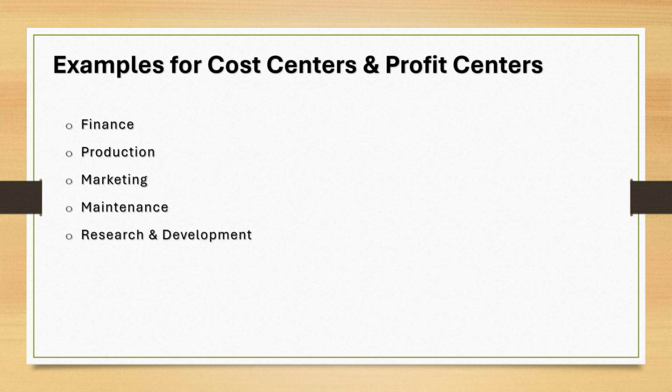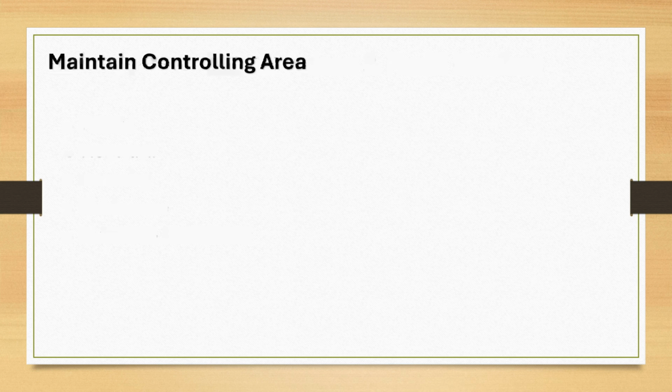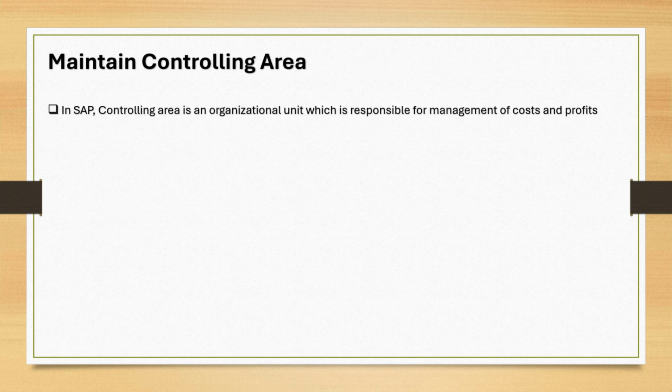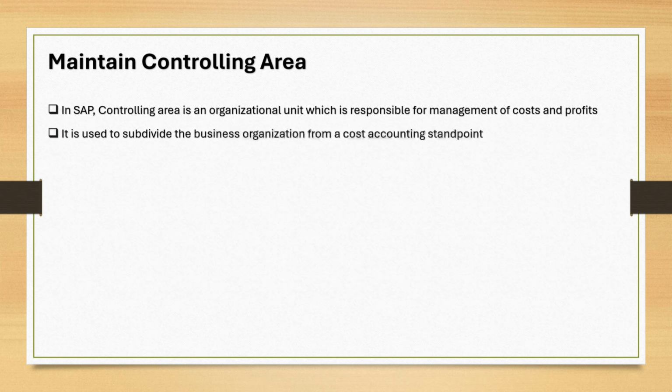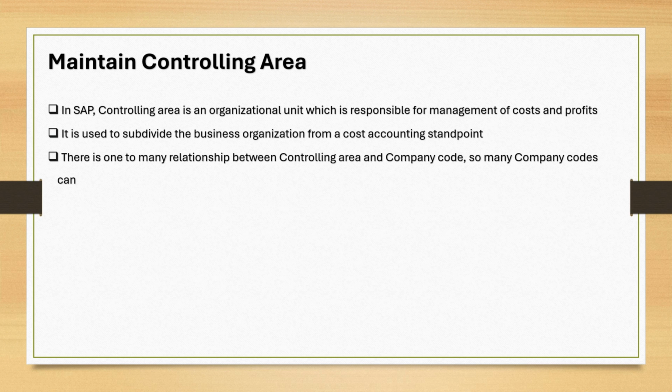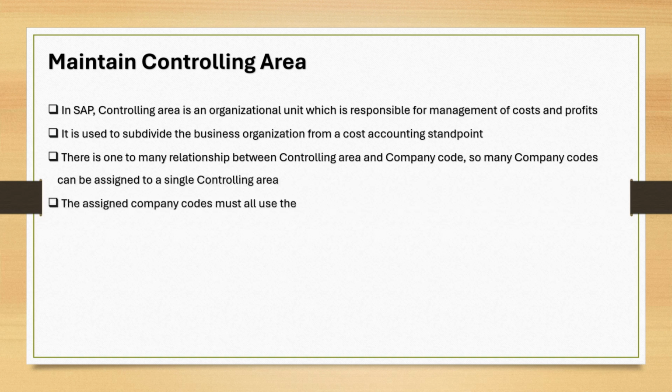Now, the first step in configuring the controlling module is to maintain the controlling area. And what is a controlling area? In SAP, the controlling area is an organizational unit which is responsible for management of costs and profits. It is used to subdivide the business organization from a cost accounting standpoint. There is a one-to-many relationship between controlling area and company code, so many company codes can be assigned to a single controlling area. The assigned company codes must use the same operative chart of accounts and fiscal year variant, as we discussed in our previous lecture.